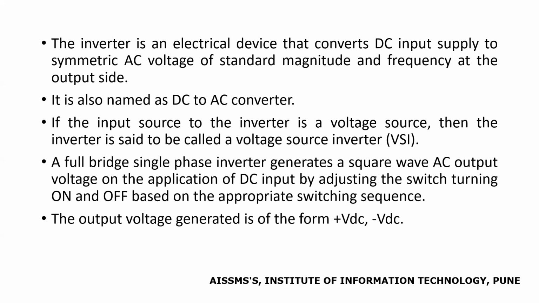If the input source to the inverter is a voltage source, then the inverter is called a voltage source inverter. A full bridge single phase inverter generates a square wave AC output voltage on the application of DC input voltage. This is done by adjusting the switching on and off of the devices used in the inverter with the appropriate switching sequence. The output voltage generated is in the form of plus VDC, minus VDC.